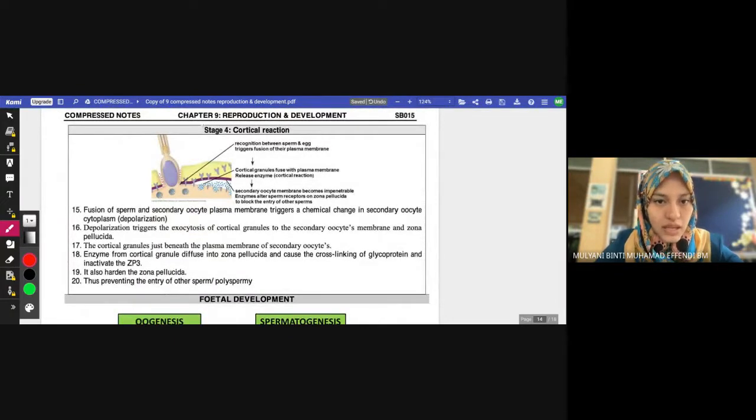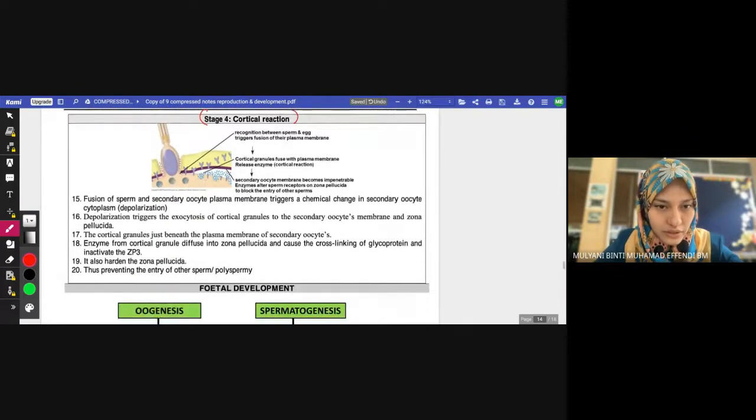Okay. So the last stage of fertilization, cortical reaction, di mana fusion of the sperm and secondary oocyte plasma membrane triggers a chemical change in the secondary oocyte cytoplasm. So kemasukan sperm dalam secondary oocyte tu, okay, ataupun dia punya membrane tu fuse, yang mengeluarkan dia punya nukleus tu kan. Okay, so dia akan triggerkan satu chemical reaction berlaku. So dinamakan sebagai depolarization lah. So depolarization ni akan trigger exocytosis.